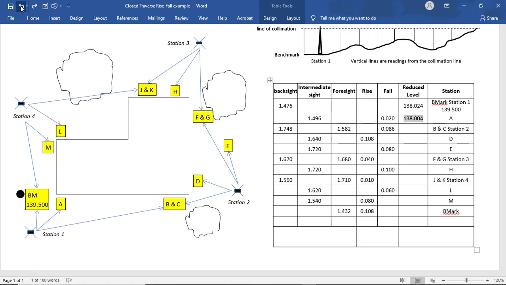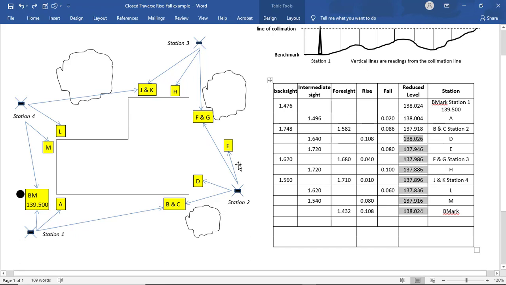Then we just add our rises and falls on as we go through. The first one was a fall, so it's taken away from the 138.024. The next one's a fall, so we take it away again. The next one's a rise, so we add it on, and we just continue that process till we get to the bottom of the sheet. I would recommend you use a calculator, not a phone.